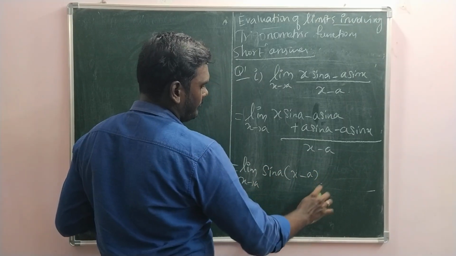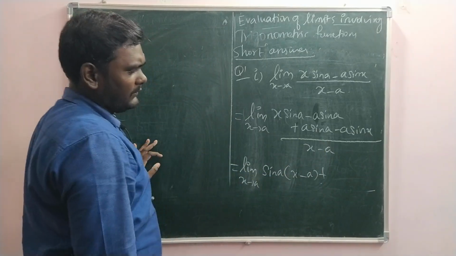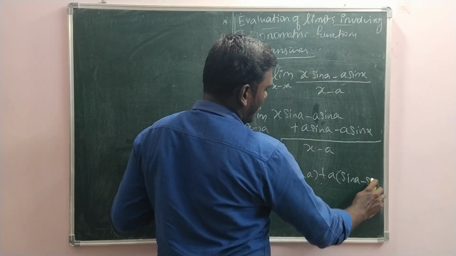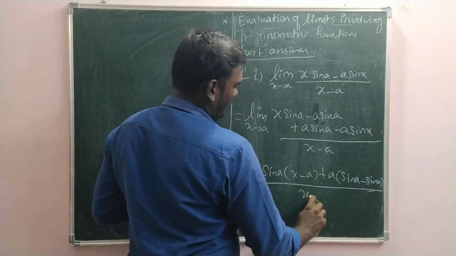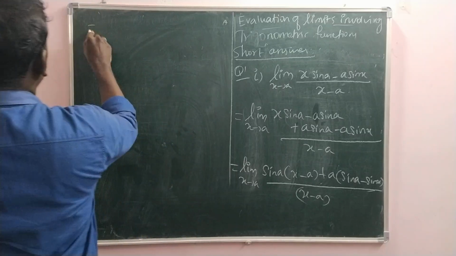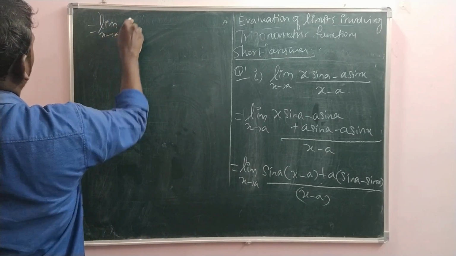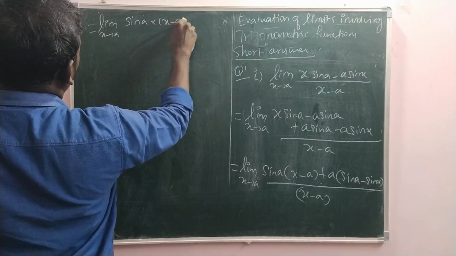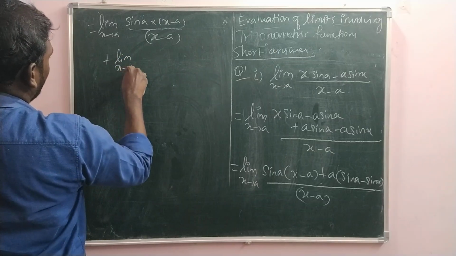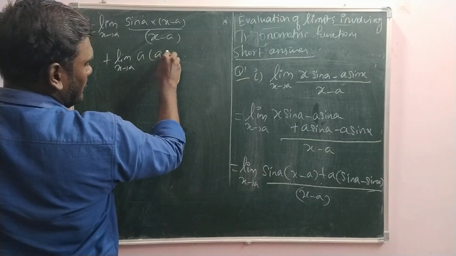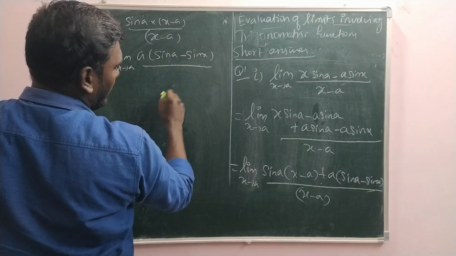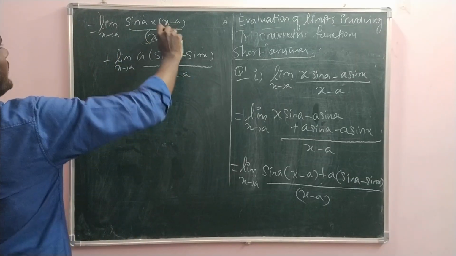Then remaining x minus a. Plus these two terms, you can take sin a as common: sin a minus sin x into x minus a. Now split it. Limit x tends to a, sin a into x minus a by x minus a, plus limit x tends to a of a into sin a minus sin x by x minus a. Now this x minus a cancelled.